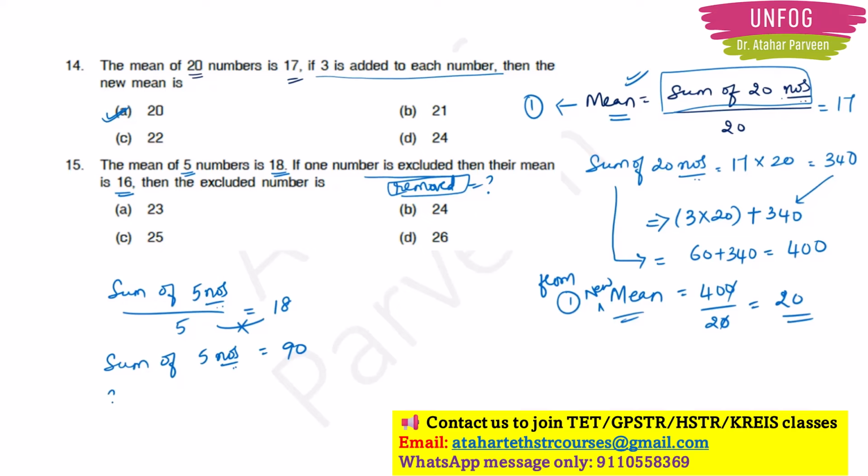In the same manner, you can find the sum of 4 numbers because one number is excluded, right? Sum of 4 numbers, what is that? That will be 16, because they have given that if they exclude one number, the mean becomes 16, into 4. Why? Because here you had 4. Correct? Sum of 4 numbers by 4, that 4 will go here. Then this will become 64.